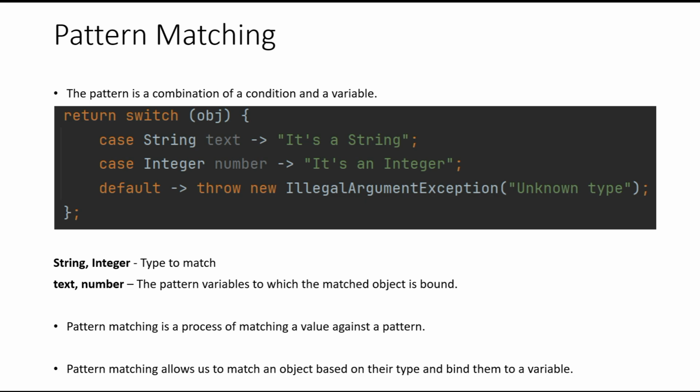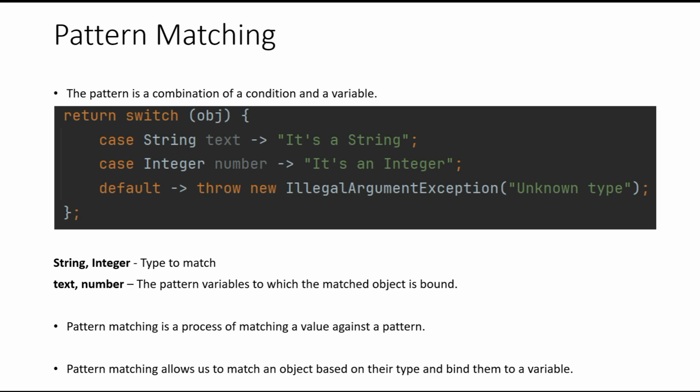In this switch expression, String text and Integer number both are called patterns. The classes like String and Integer are called conditions, and the variables text and number are called pattern variables. If selector expression obj is an instance of a String, then the first case block will be executed and the value of obj would be assigned to pattern variable text.